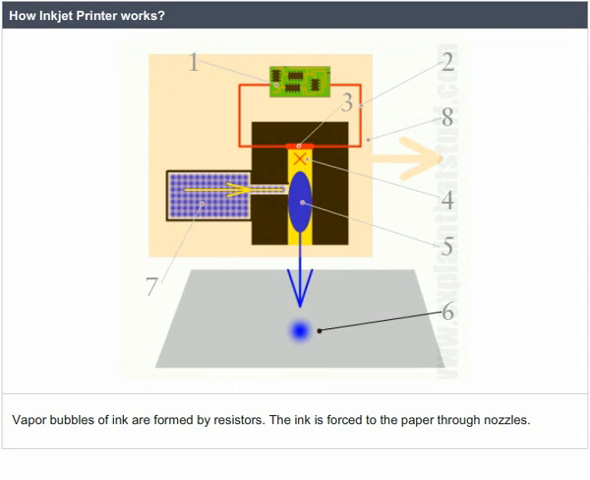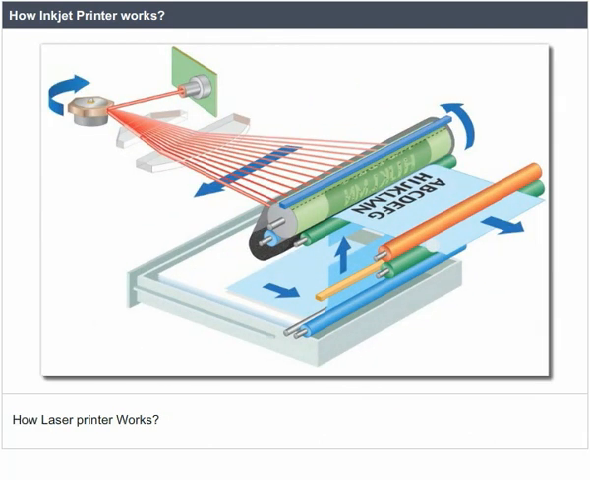Let us see how a laser printer works. Paper is fed and the drum rotates. A laser beam conveys information from the computer to a rotating mirror, and thus an image is created on the drum. The charges on the drum are ionized and the toner sticks to the drum. Toner is transferred from drum to paper. Heat is applied to fuse the toner on the paper.